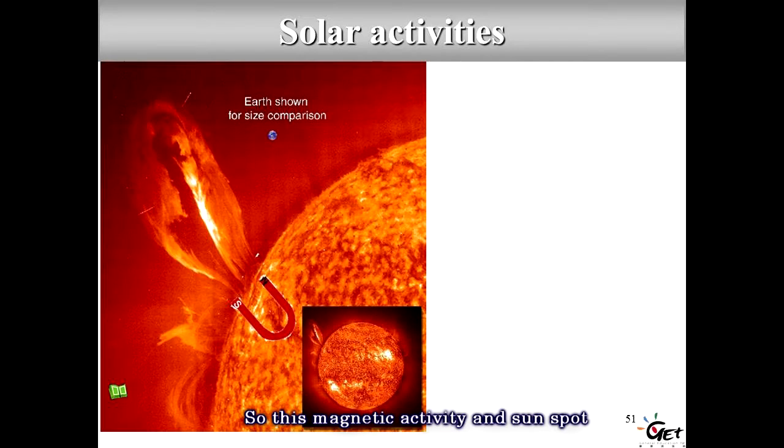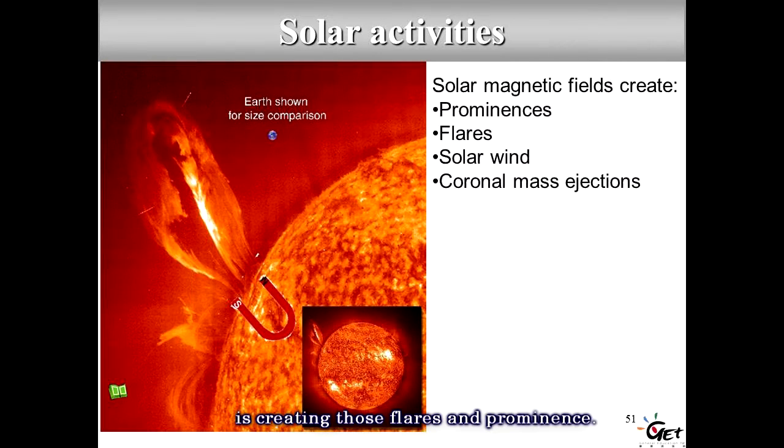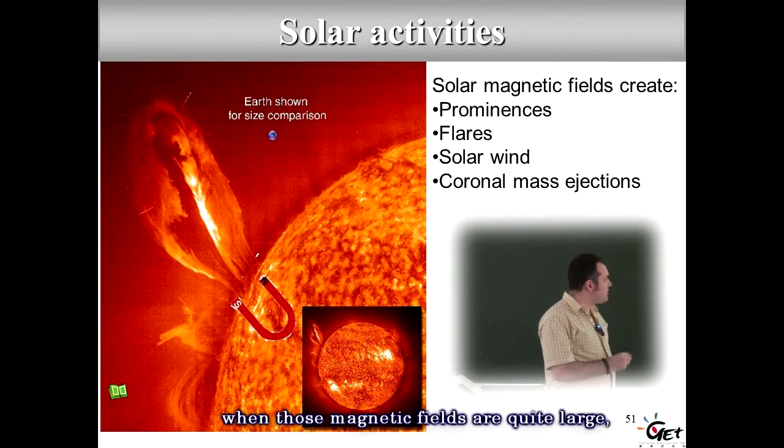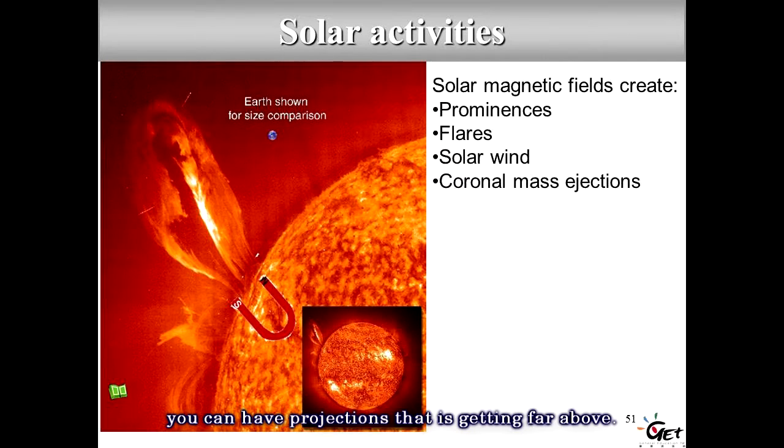So this magnetic activity and sunspots are creating those flares and prominences. The main part of them are those filaments. They get just stuck in the chromosphere. But in some cases, when those magnetic fields are quite large, you can have projections going far above. When the two sunspots are very close, you have matter going up and down like that, and these are creating those filaments we see when it's staying in the chromosphere. But if the sunspots are far away from one another, the matter can go very far away.